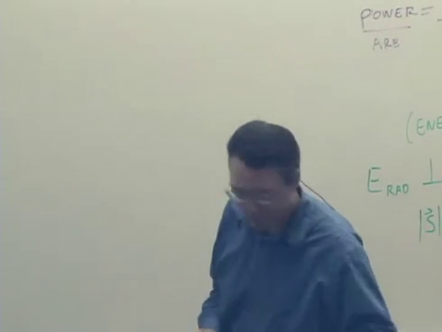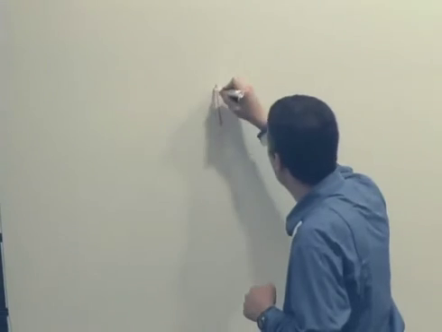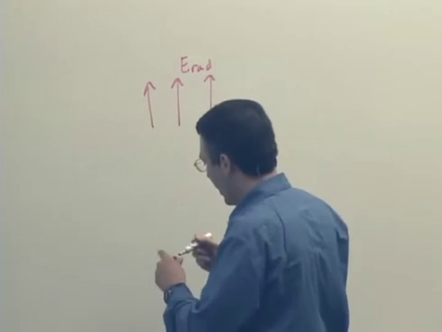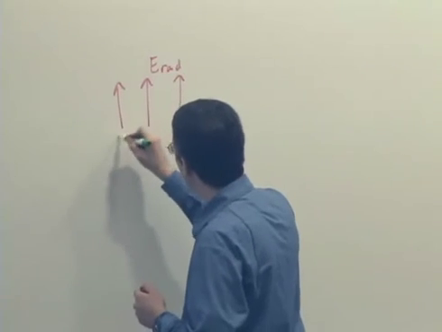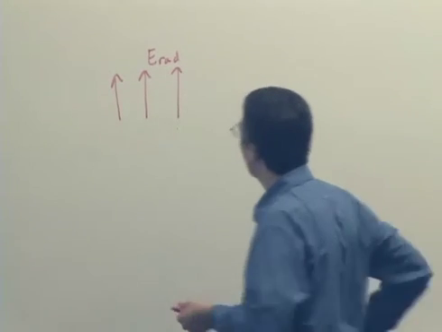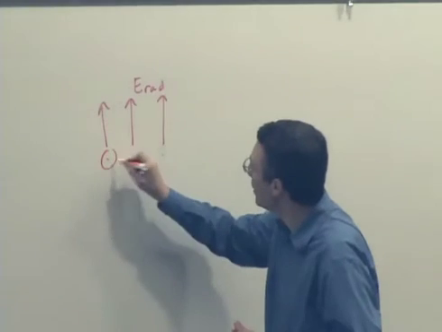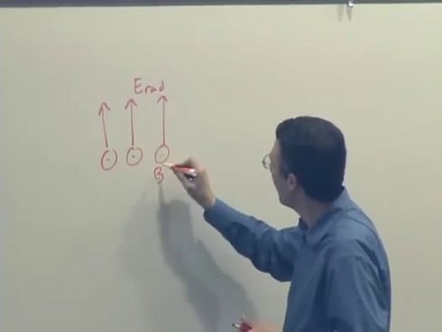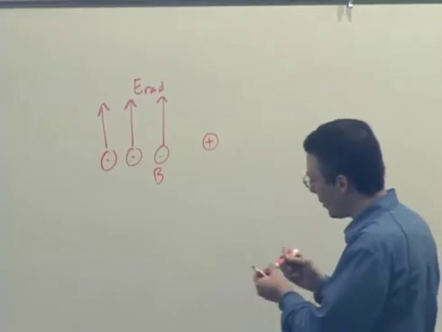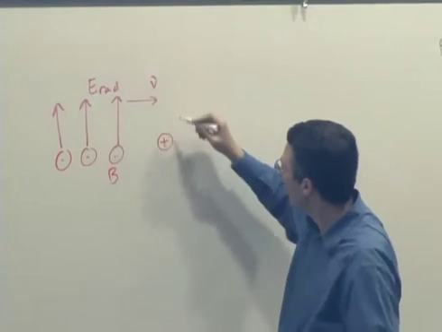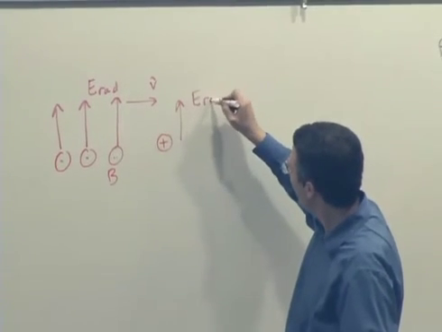If I have an incoming radiative pulse again, and let me get some different colors here. So here's the radiative pulse, and here is the magnetic field pointing outward. B is outward. And here's a charge. Let's just, again, make it a positive charge. We said this radiation comes in. Here's the direction of propagation. And the electric field is pointing upward.